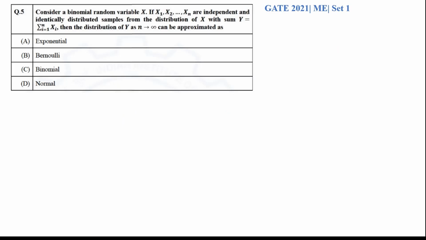Today we'll be solving question number 5 from GATE 2021 Mechanical Engineering Set 1. This question is from Engineering Mathematics, on the binomial distribution, or the probability distribution you can say.